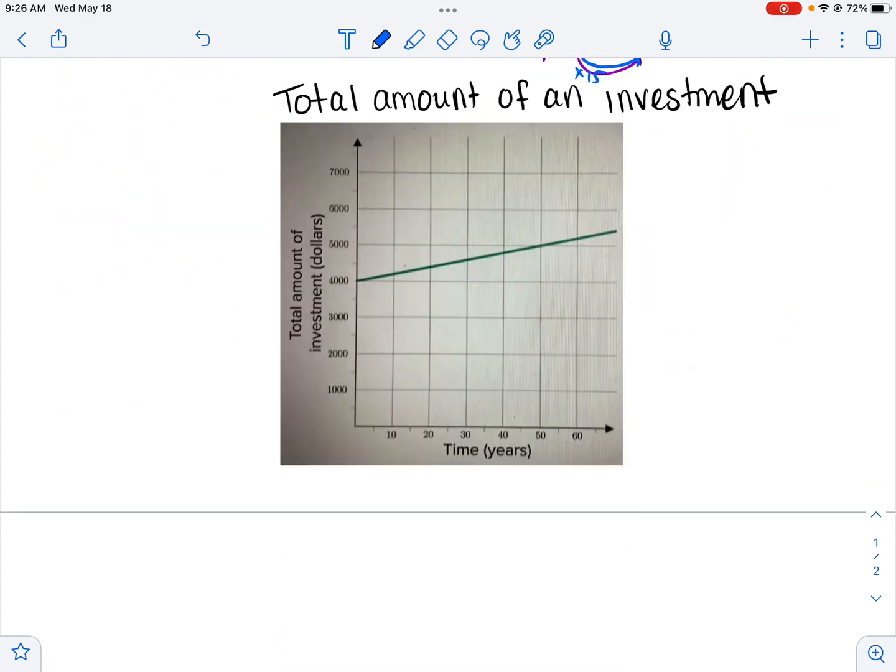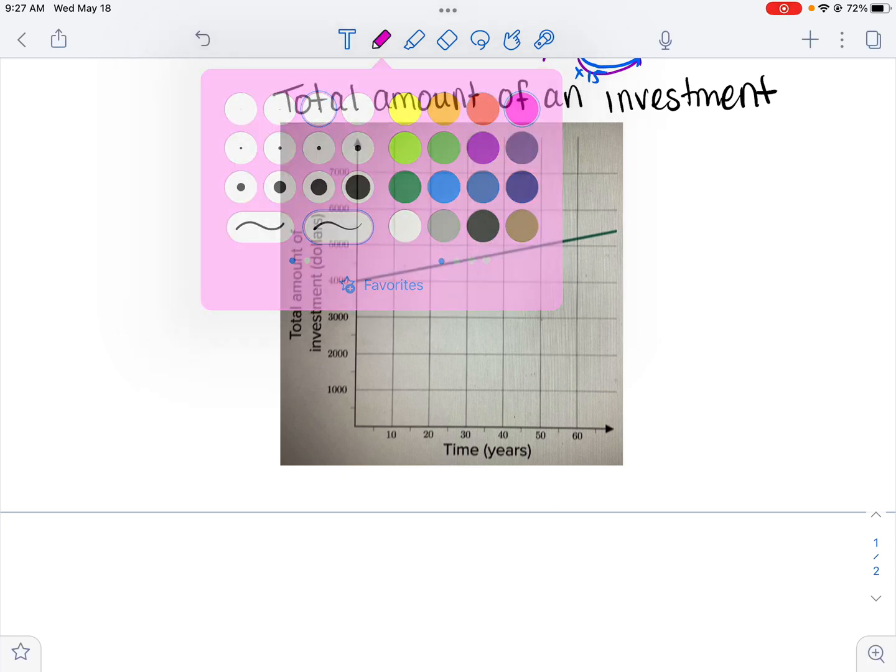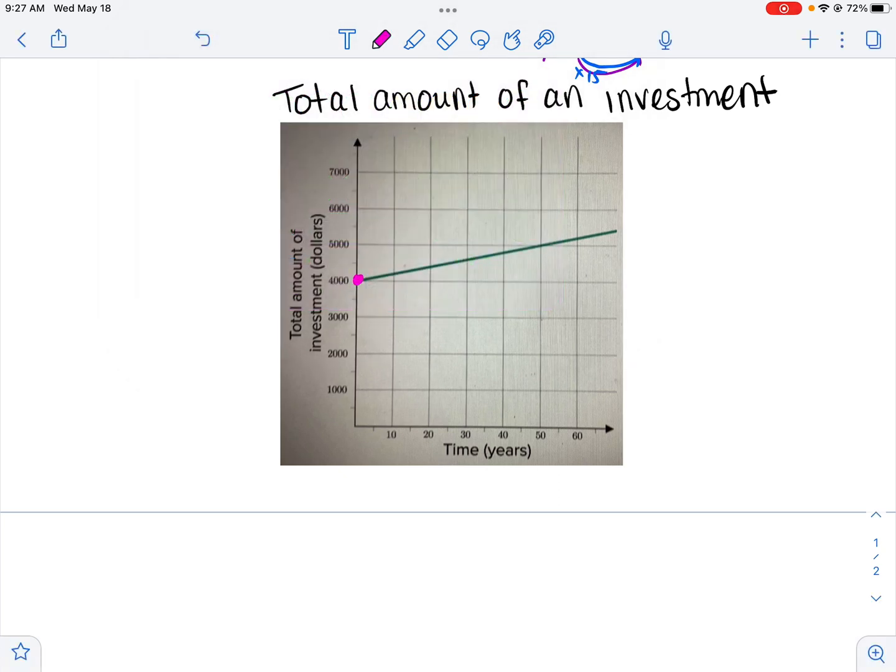So this one is the total amount of an investment. So it's not just the interest, it's the total. So it's interest plus principal. So what this graph shows us is by starting at 4,000, that's actually their initial investment. So we can see that at year 0, they have $4,000. So their principal amount of money or their initial investment was 4,000.